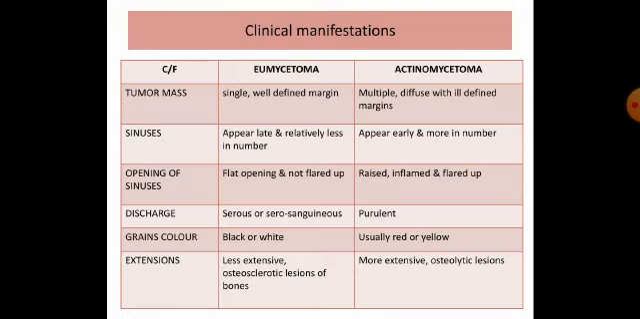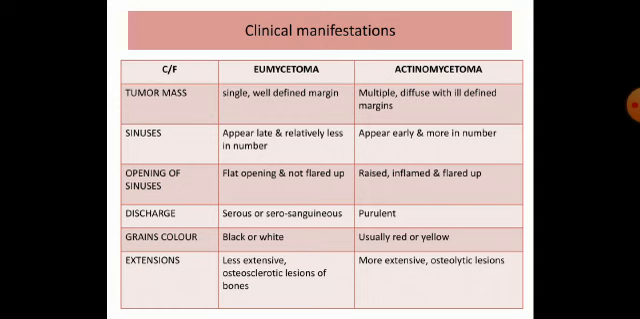Coming to the clinical manifestations, again it is different in eumycetoma and actinomycetoma. Sometimes just by taking the history or by physical examination we can make a diagnosis. So what are the differences? In eumycetoma, the tumor mass is usually single and has a well defined margin. In contrast, in actinomycetoma, the tumor masses are multiple and diffuse and ill defined. The sinuses appear late and are relatively few in eumycetoma, whereas it is the opposite in actinomycetoma: they appear early and are more in number.